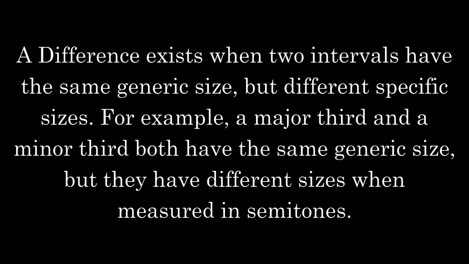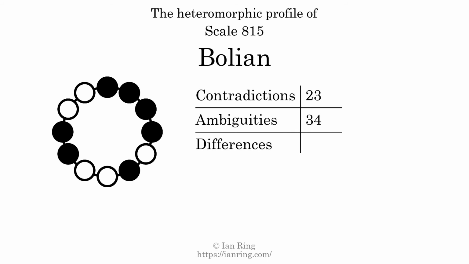A difference exists when 2 intervals have the same generic size, but different specific sizes. For example, a major third and a minor third both have the same generic size, but they have different sizes when measured in semitones. The number of differences in this scale is 100.